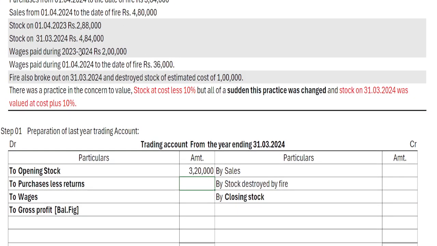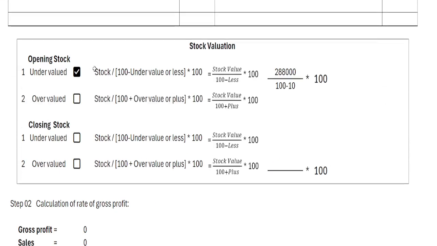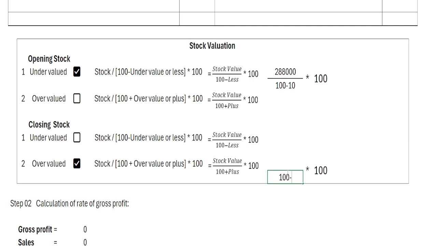Let's complete the closing stock also. On 31st March 2024, the practice was changed to stock plus 10%. The amount is 4,84,000, which is overvalued by 10%. If the stock is 100%, then it is valued at plus 10%.